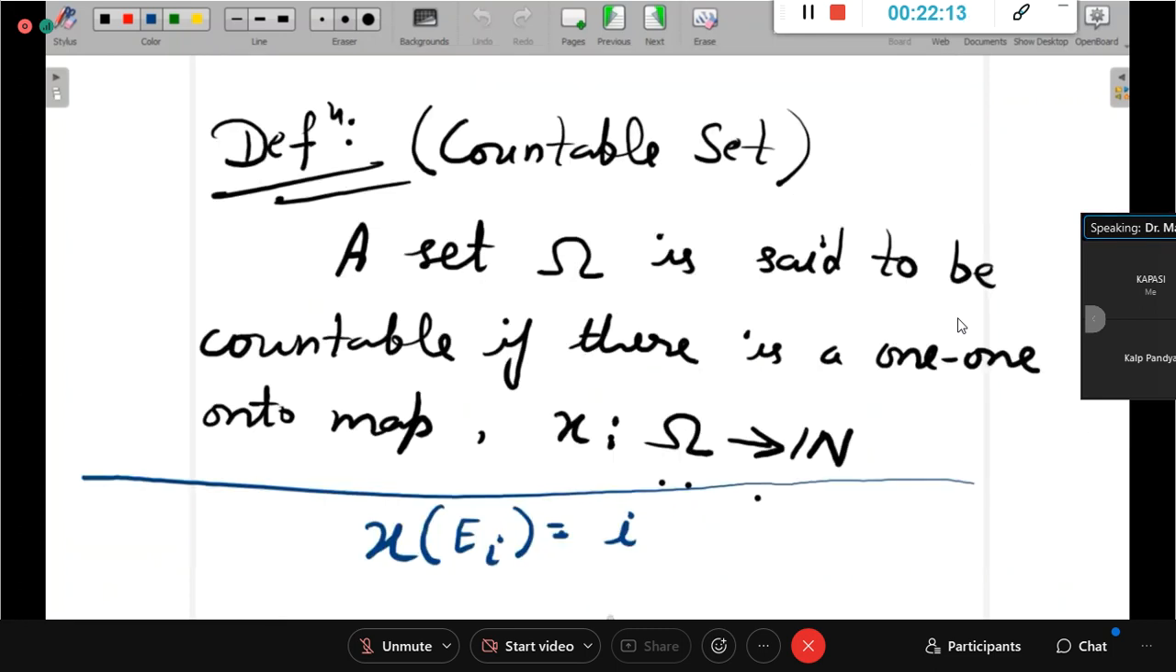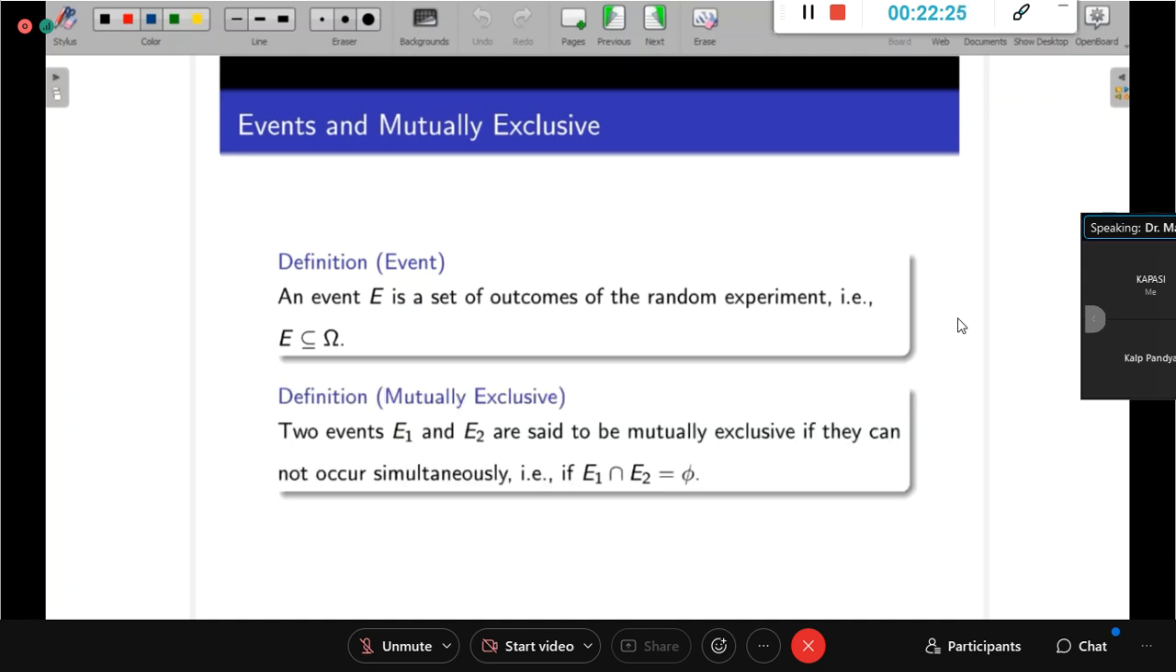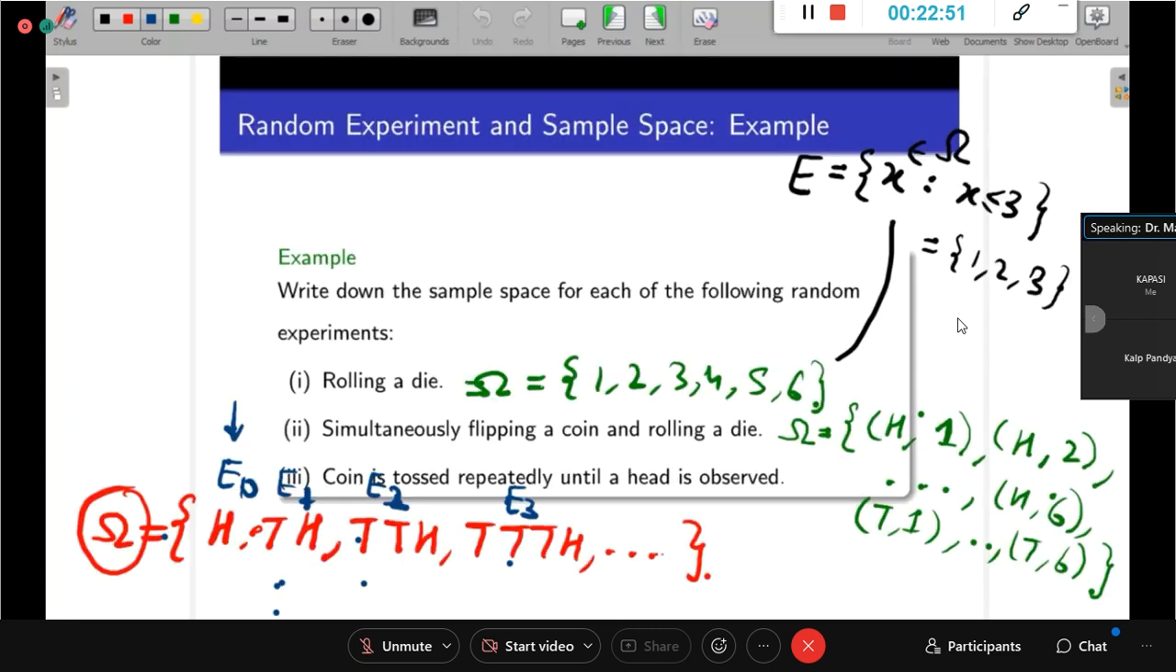I have given you an example of an event. E is a set of outcomes of the random experiment, that is, E is a subset of omega, right? A very important concept is mutually exclusive events, which is completely based on set theory. Two events are said to be mutually exclusive if they cannot occur simultaneously. For example, if you go back and check the first case, rolling a dice.